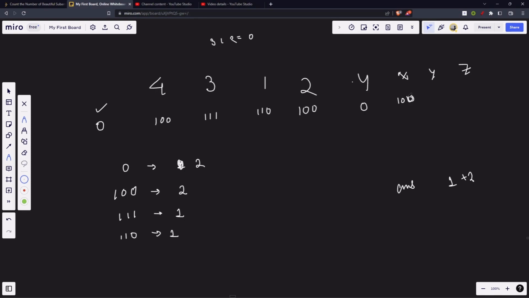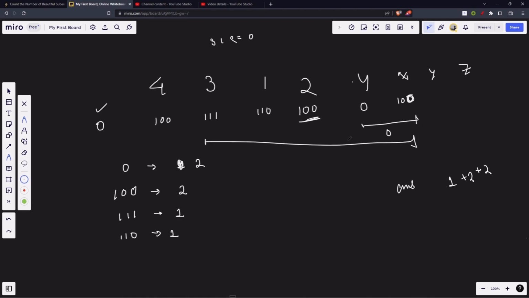If we are here and we are getting a XOR of 100, which was already achieved 2 times in the past, what does that mean? It means that in this range, the XOR is 0. That's why 100 XOR 0 is giving us 100. And in this position also, we have a 100 XOR, right? That means that in this range, the XOR is 0. That's the reason 100 XOR 0 gives us 100 again. So that's what it means. So in that case, we will add plus 2 because these are 2 more subarrays, isn't it?